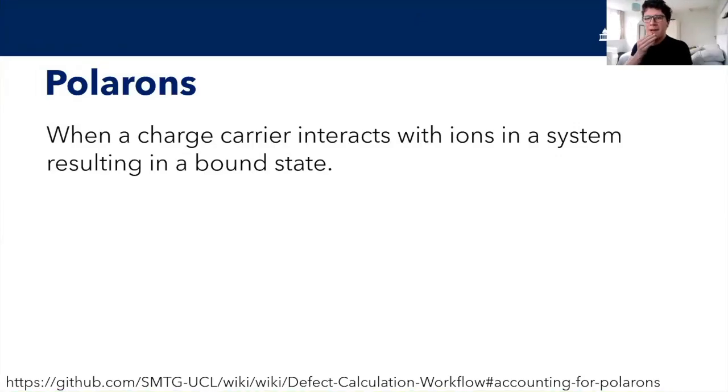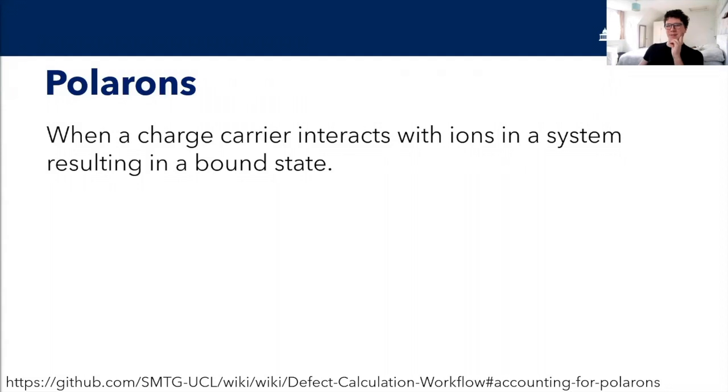So I'm now going to talk about something that a few people have been asking about in the last month or two, which is how to account for polarons when doing defects. A polaron is a quasi-particle used to describe what happens when a charge carrier interacts with ions in a system, and this results in a bound state.